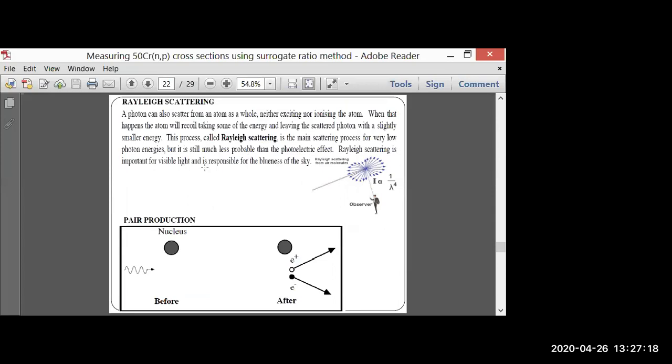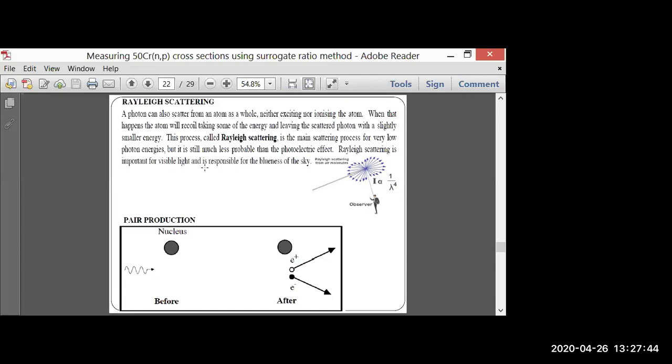Then there is Rayleigh scattering. Rayleigh scattering is a process we know, we see our sky blue due to Rayleigh scattering. In Rayleigh scattering, the photon interacts simply with the whole atom, and the atom is slightly recoiled, leaving the scattered photon with a slightly smaller energy. This is called Rayleigh scattering, and this is responsible for the blueness of the sky.